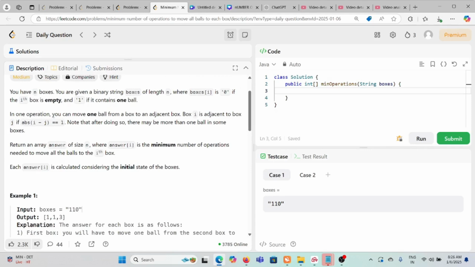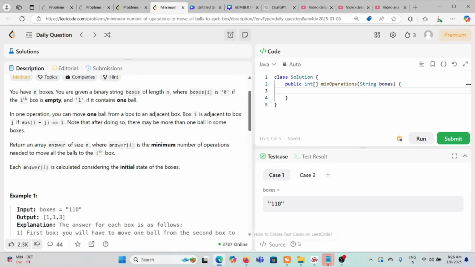In one operation you can move one ball from a box to an adjacent box. Okay, so only one adjacent movement is possible. So let's say if you want to move a ball from location 0 to the second location, then you have to do two operations, right? We can move a ball in one operation only to the adjacent box. So what we have to do is return an answer of size n, where answer[i] is the minimum number of operations needed to move all the balls to the ith box.